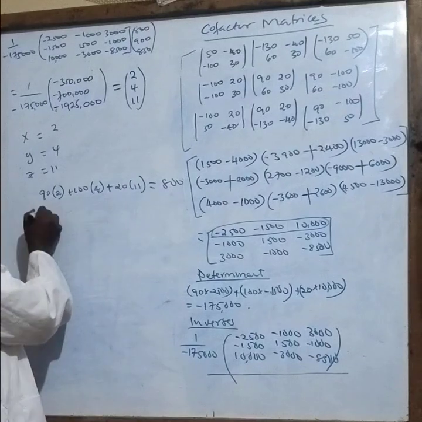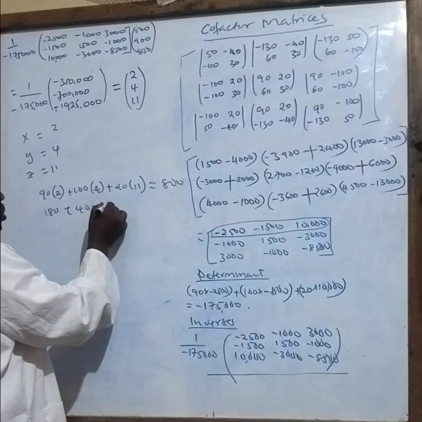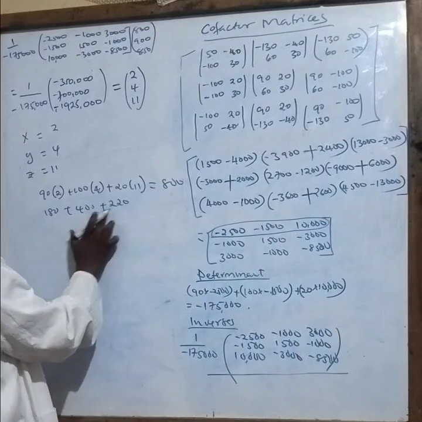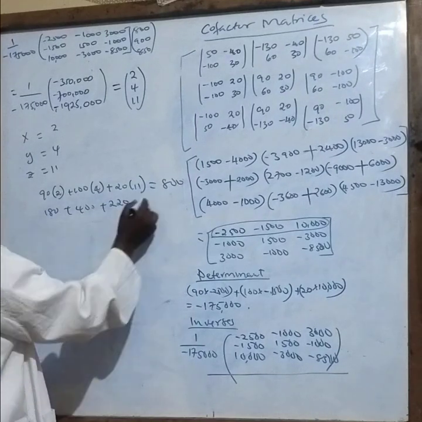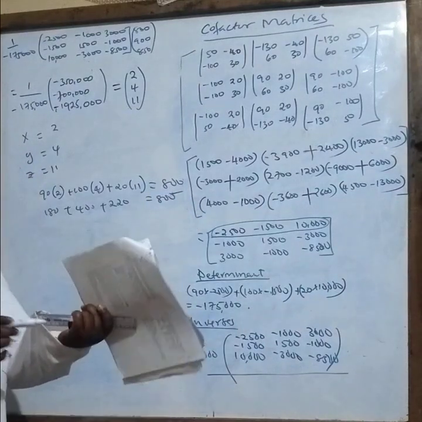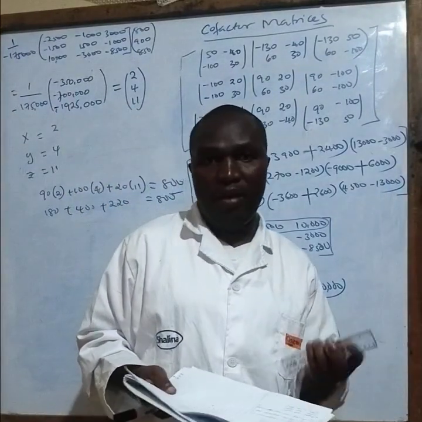Confirm. This times that is 180 plus 400 plus 220. So this and this 400 will give you 800. So our answers are correct. Therefore, that is now how to calculate our matrix.